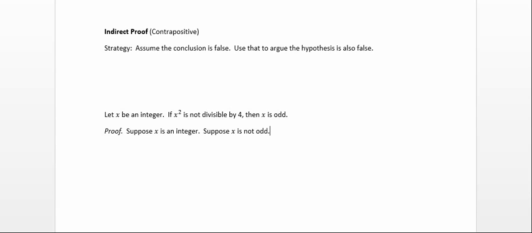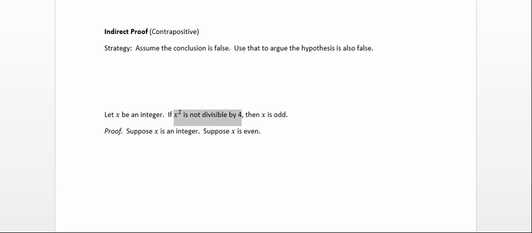Now, let me say right off the bat, I'm going to change that. Not odd, there's a better way to say not odd, which is even, right? So suppose x is even. So that's the sort of negating the conclusion I want to get to. Suppose that's not true, that x is odd. Well, then x is even. And now what I want to prove is that the hypothesis is also false. I want to say that x squared not divisible by 4 is false.